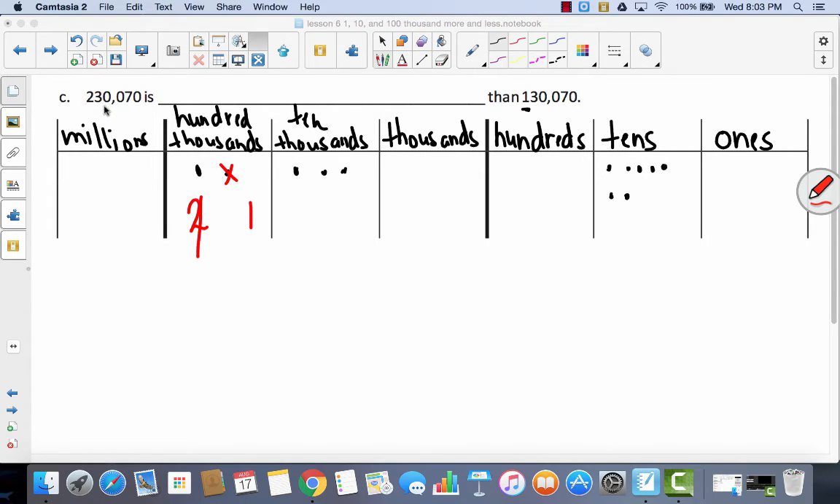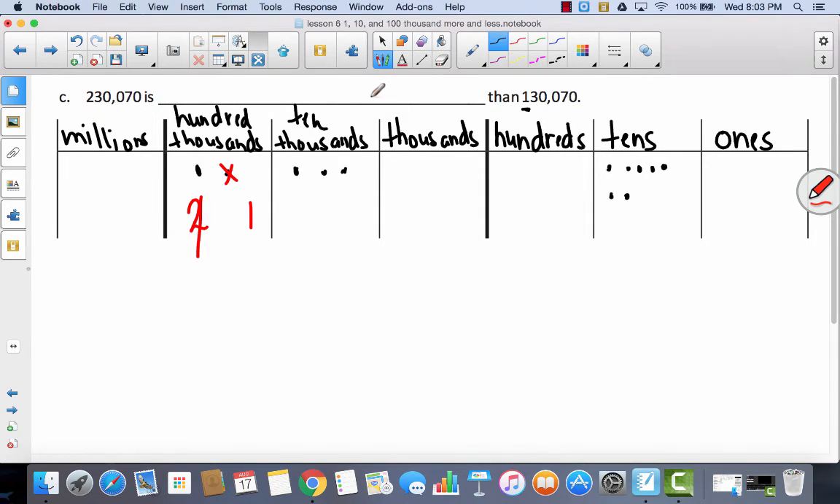We have 230,070 is blank than 130,070. Is 230,070 more or is it less? Well, it's more. How much more is it? It's actually 100,000 more, and it's okay to abbreviate that. So let's see if that makes sense. 230,070 is 100,000 more than 130,070 because we actually had to take 100,000 away to get to the last number.